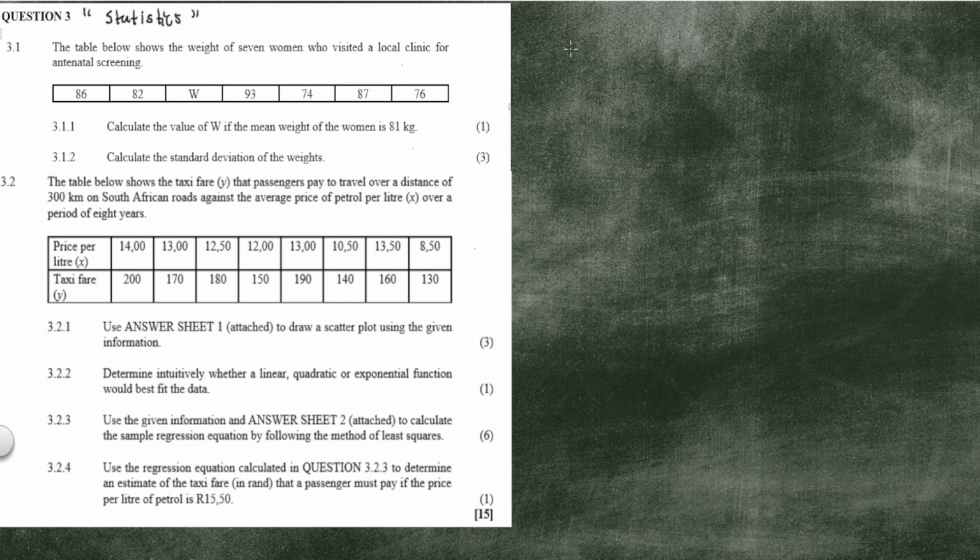For this question 3, there's a question 3.1 and 3.2. 3.2 is about least squares regressions. 3.1, we are working with the mean and the standard deviation. All right, so these are basic statistics concepts. Let's talk about this question 3.